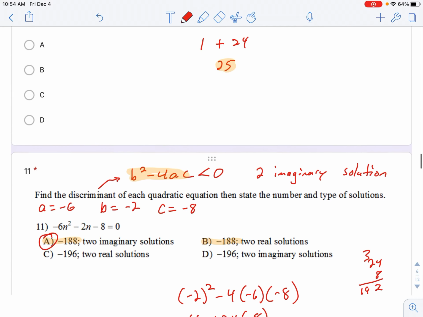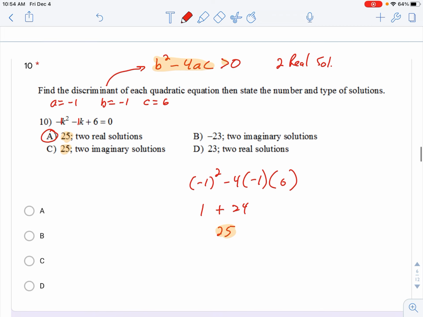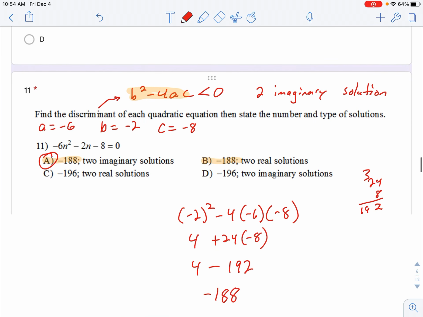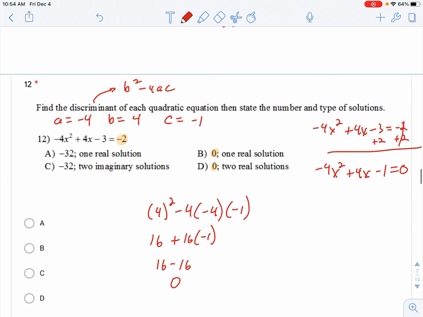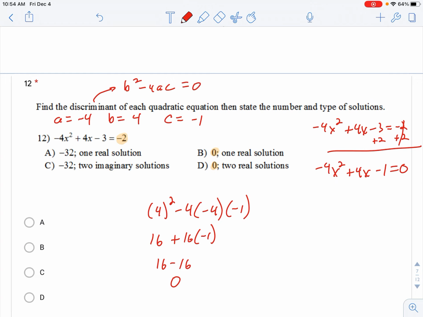So what happened in number 10 is we had greater than 0, two real solutions, less than 0, two imaginary solutions. This one equals 0, so we have one of each situation. If a discriminant equals 0, that means there is one real solution. So B is the answer here.